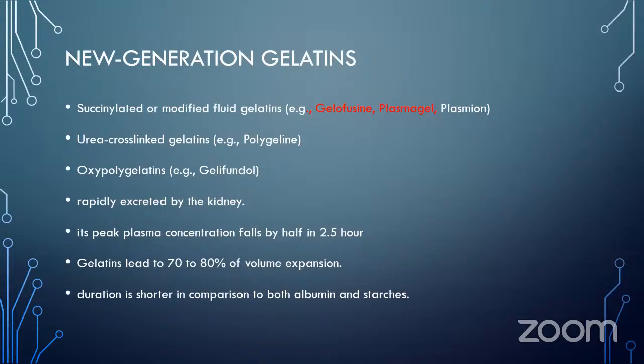So the newer generation gelatins, the Gelofusine or the plasma gels, are succinylated, modified fluid gelatins. To reduce this viscosity, they have slightly modified these gelatins. There are other urea cross-linked gelatins like the polygeline and the oxypolygelatins, the Gelofundin, which are rapidly excreted by the kidney. Its peak plasma concentration falls by half in 2.5 hours.